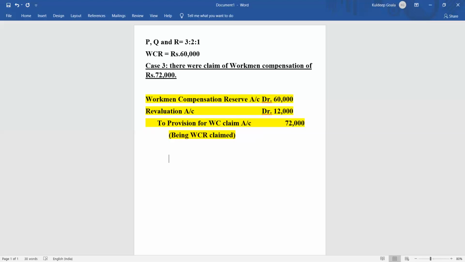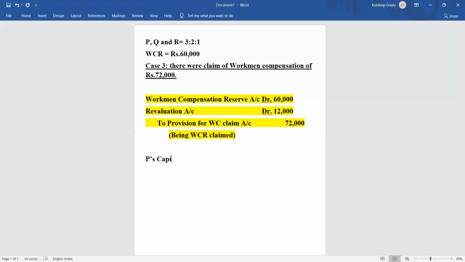For the 12,000, where will we show this loss? This loss will go to the partners' accounts. This extra 12,000 is a loss. So who will bear it? The partners will bear it, right? Who are the partners? P, Q, and R, right? So whenever partners bear a loss, the capital account is always debited, because capital shows a credit balance. If it is a loss, it will be debited, right?